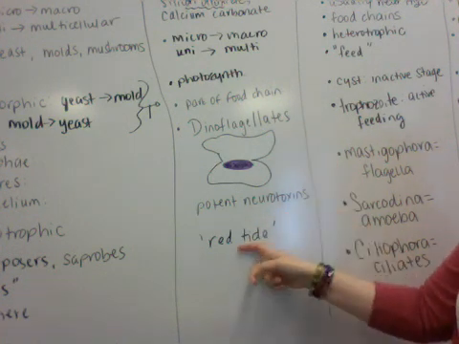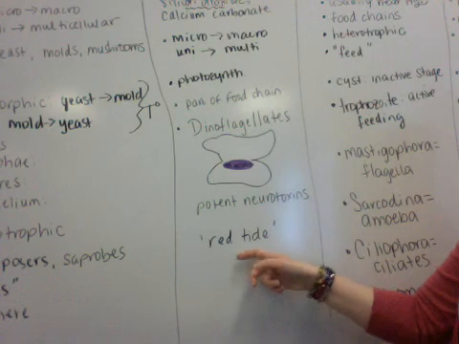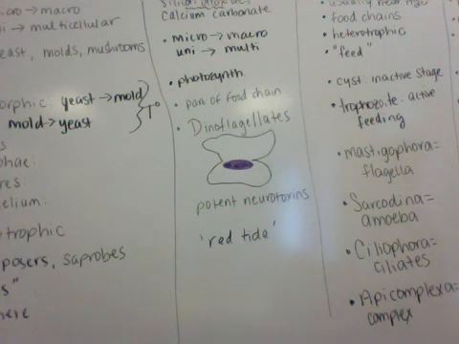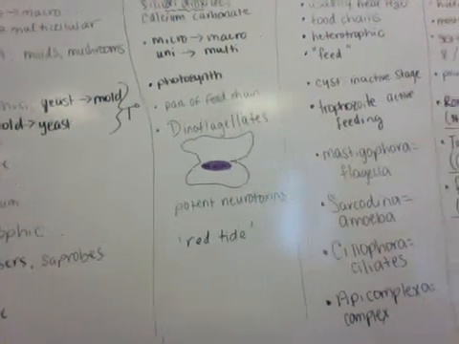One form of dinoflagellates that you might have heard about before are red tides. So we can see those in the ocean. They actually have a reddish hue to them.